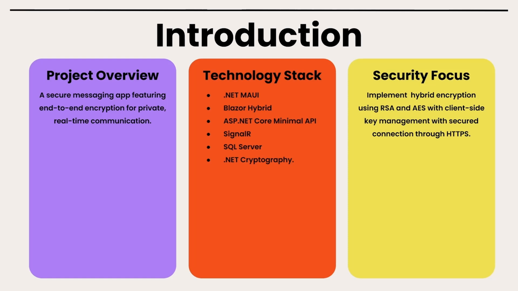Firstly, the project overview. This is a secure messaging app featuring end-to-end encryption for private and real-time communication. The technologies used in this application are .NET MAUI, Blazor Hybrid, ASP.NET Core Minimal API, SignalR, SQL Server, and .NET Cryptography. The main focus of the system is security, and we implemented hybrid encryption using RSA and AES with client-side key management and a secured connection through HTTPS.